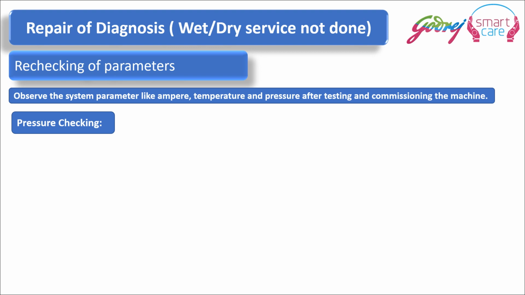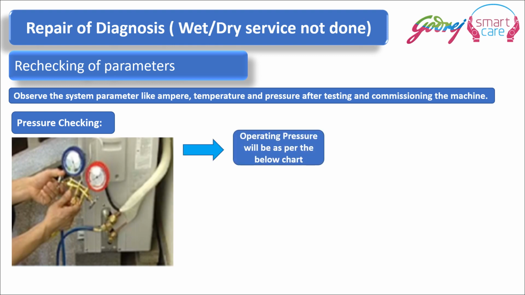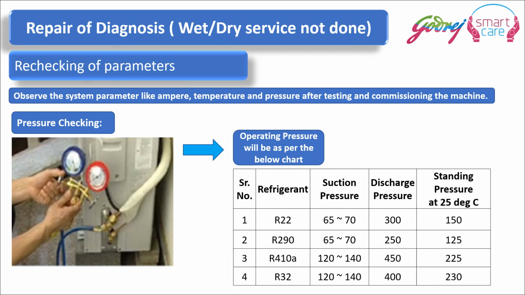Then we have to recheck the parameters. Observe the system's parameters like ampere, temperature, and pressure after testing and commissioning the machine. We have to check the pressure. Operating pressure will be as per the below chart. Before starting the machine, we always check the supply voltage.